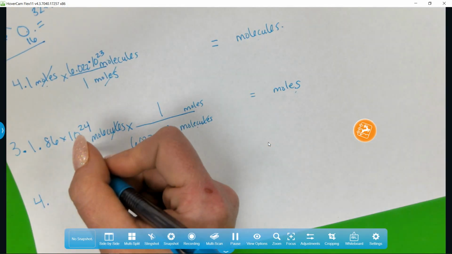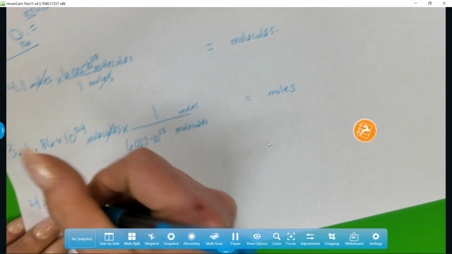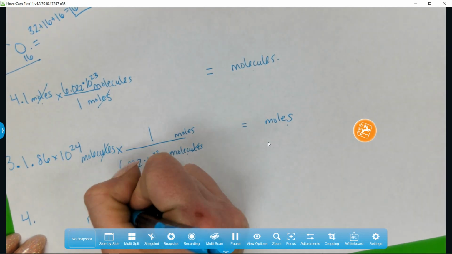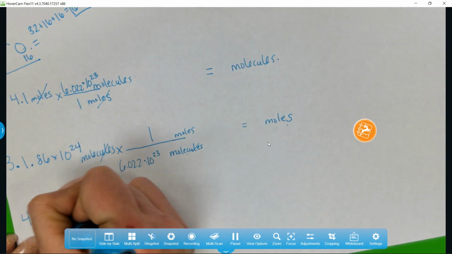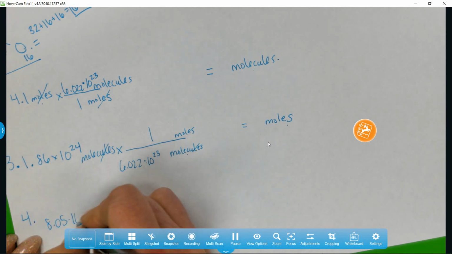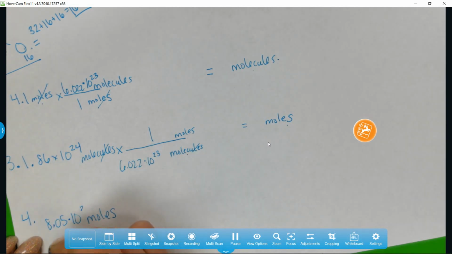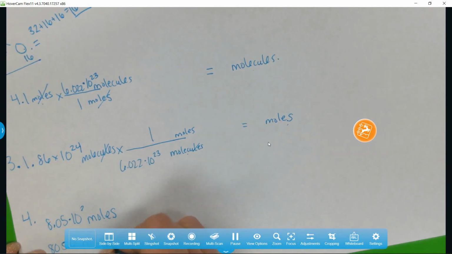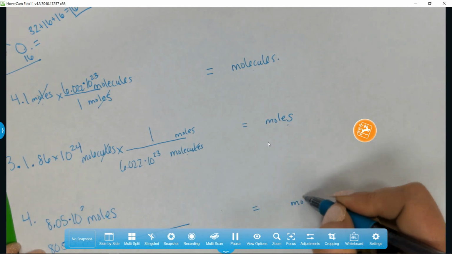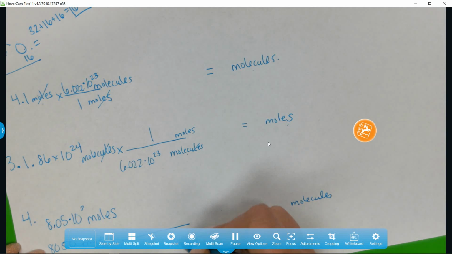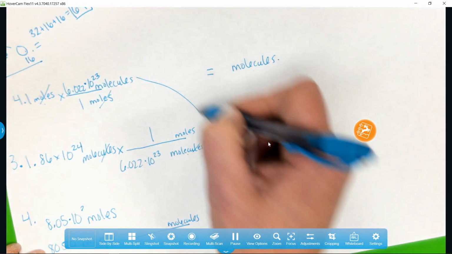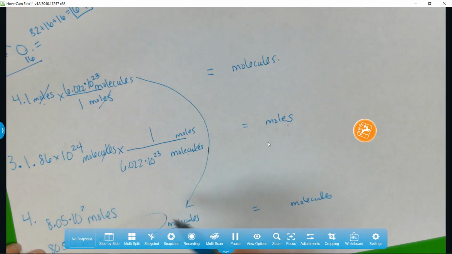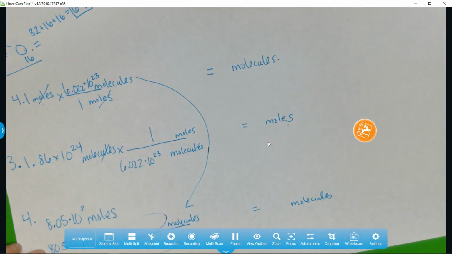Molecules of water in a certain number of moles of water. Again, they give me the moles, so I write that down first. 8.05 times 10 to the 3rd. I honestly would probably just write down 8050 moles. And we want to multiply it by something to give us molecules. So moles goes on the bottom, molecules on the top, and we fill it in exactly as we did up there. Avogadro's number for the molecules, 1 for the moles, and it'll give us the molecules.